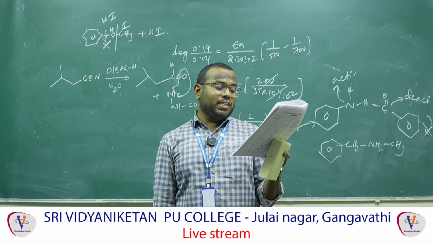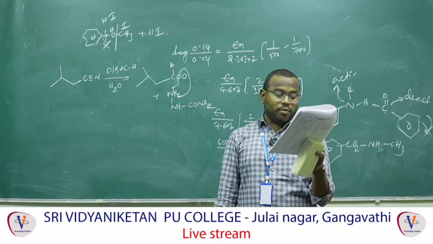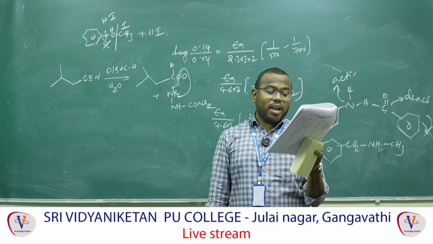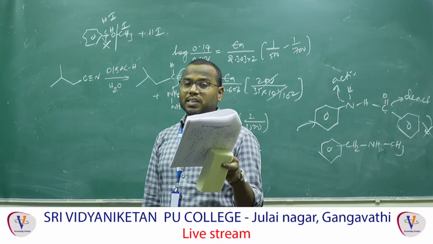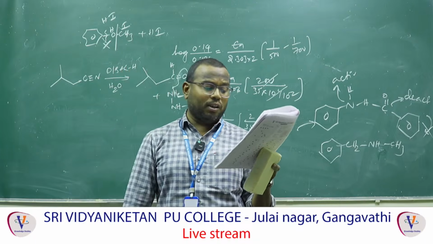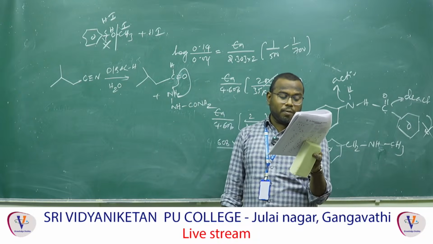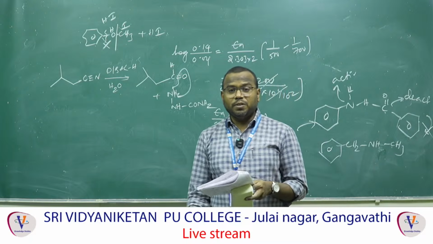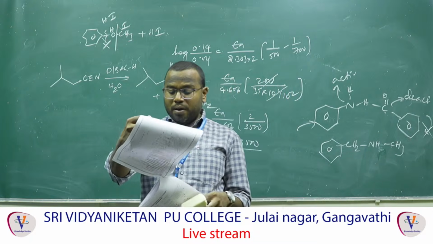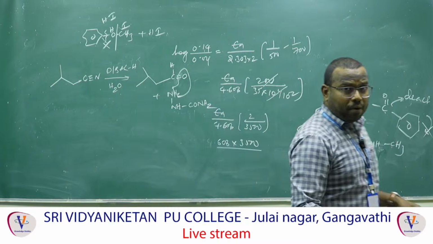C60 contains 20 six-membered rings and 12 five-membered rings, correct. And then 5-membered rings fuse with both 5 and 6, wrong. 5 will only fuse with 6, but 6 will fuse with 6 and 5 also. And then the C=C double bond distance is 138.3, correct. C is sp2 hybrid, correct. So this is all that we have for today, and tomorrow another paper. Thank you.